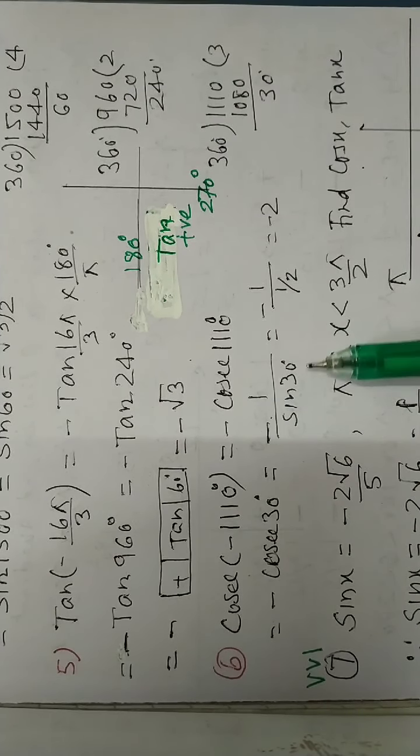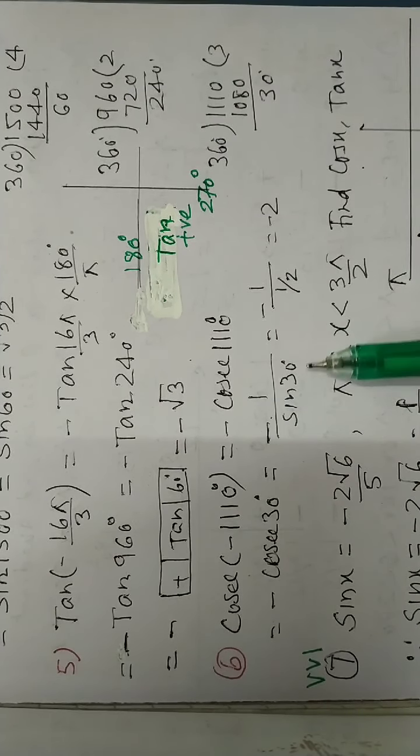Cos x is, in this quadrant cos is negative and tan is positive. So cos is negative and tan is positive. After that, class 10 method: cos is base by hypotenuse, tan is perpendicular by base.